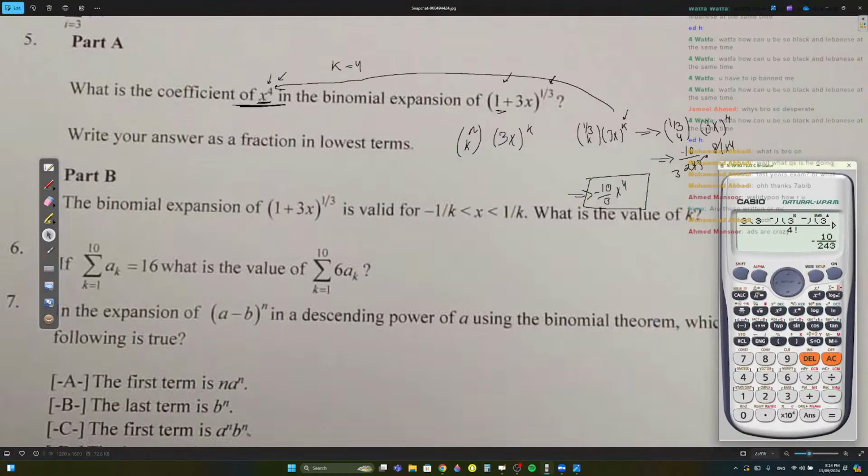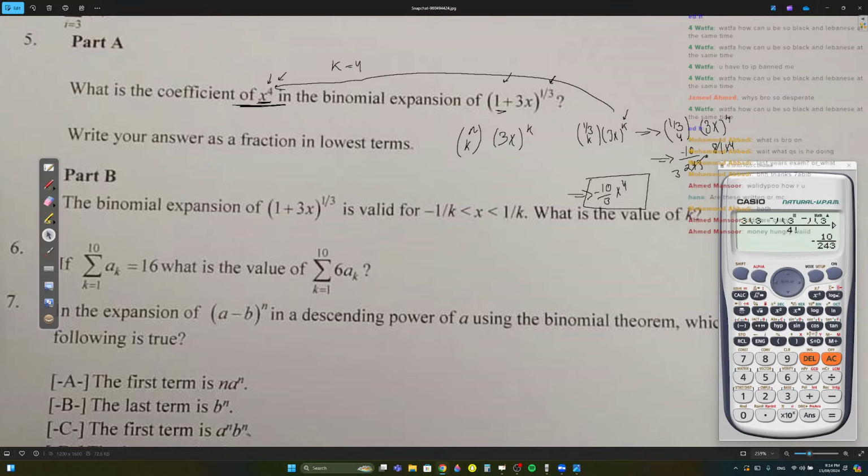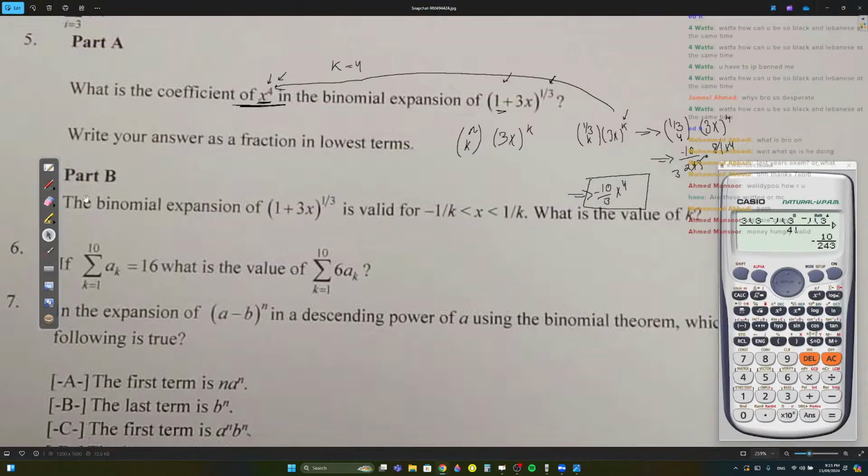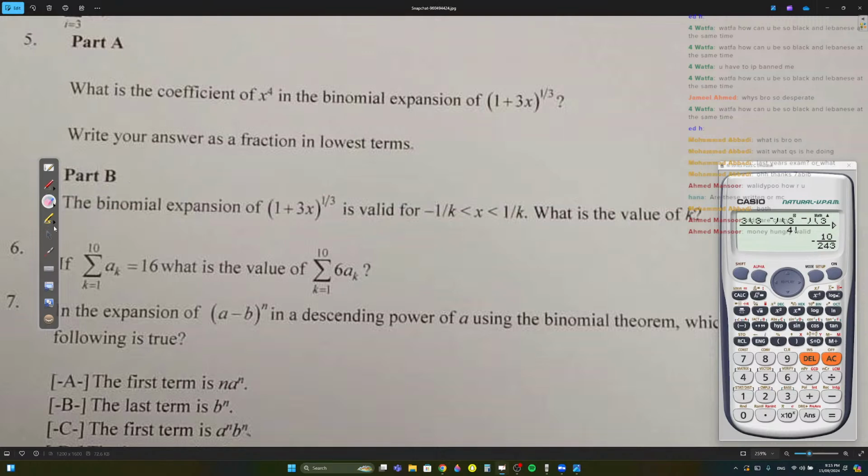1 second. Okay, I don't think there's any questions. And they're pretty straightforward. Part B. Show part B.